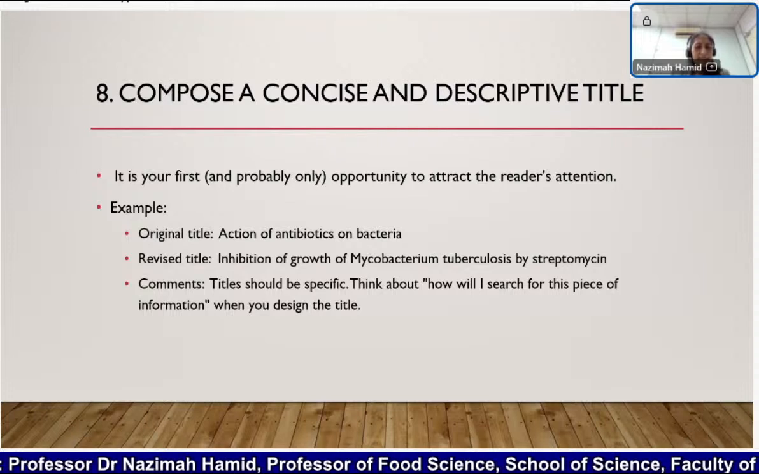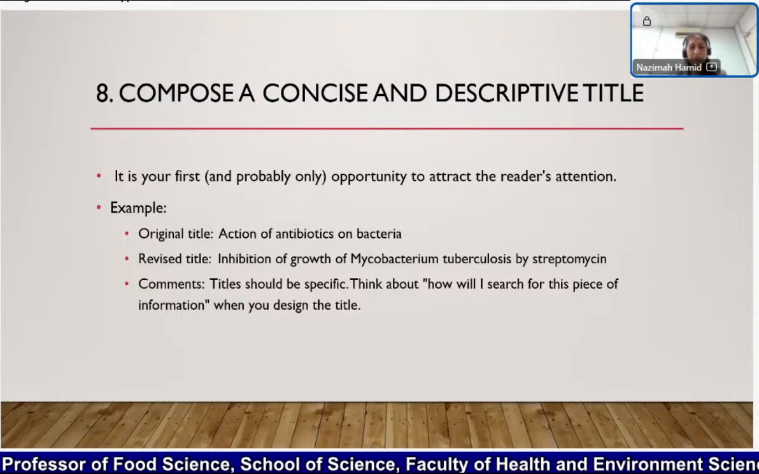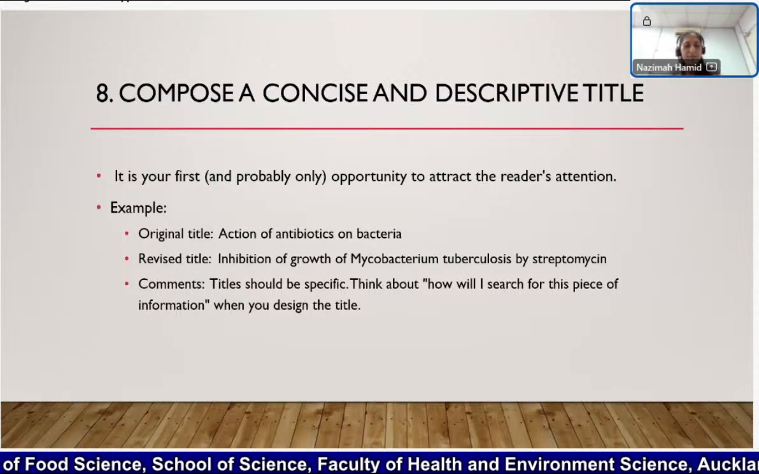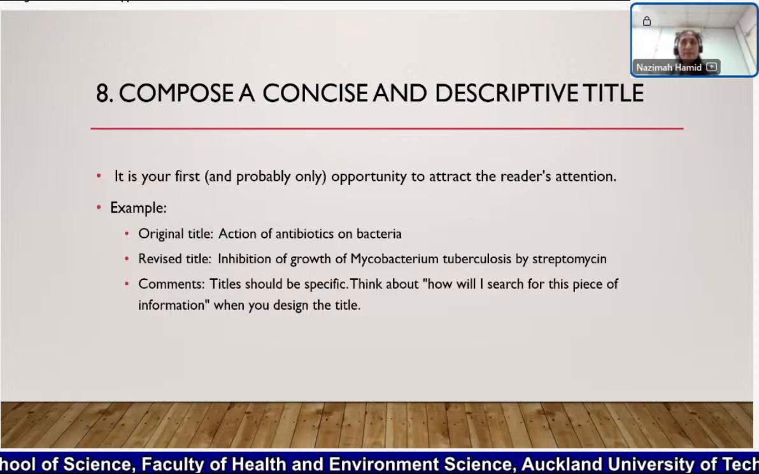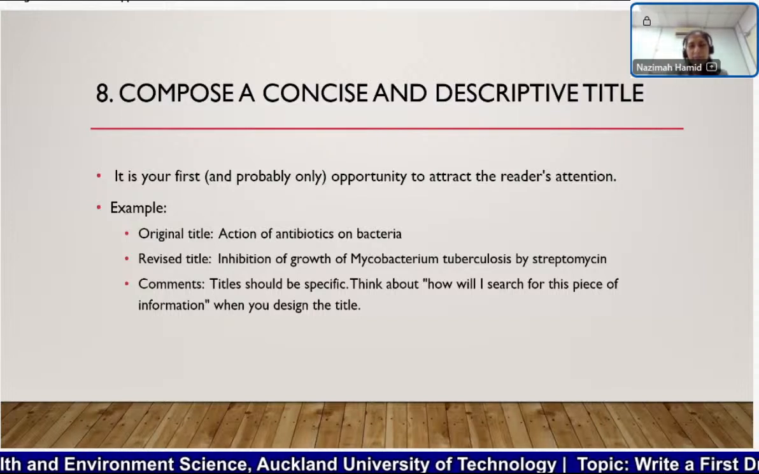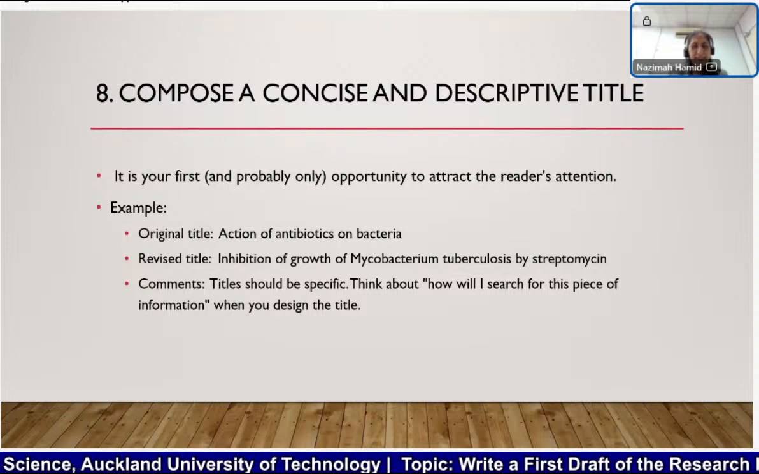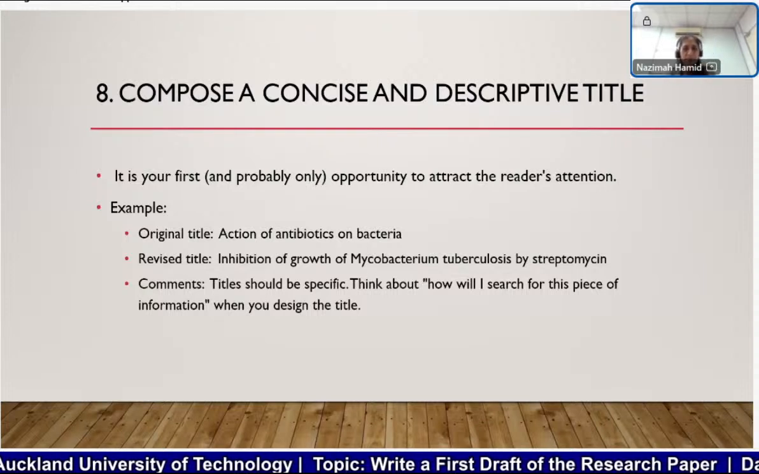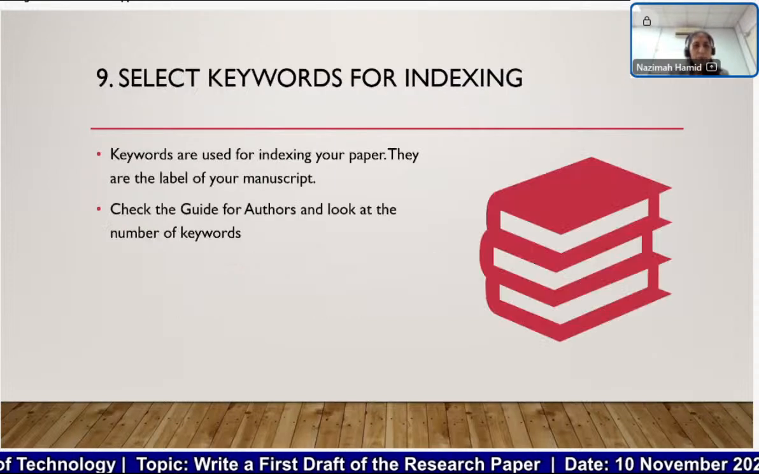For example here, there's an original title, Action of Antibiotics on Bacteria. That's too general. You have to be a bit more specific. So Inhibition of Growth of Mycobacterium tuberculosis by Streptomycin will be a better title. Your title will also be important because when people do a search on Scopus, that's how they would get your paper. So you have to be a bit more descriptive. The problem most people have is writing a short descriptive title. My students will have a very long one, and when they see that I've chopped it up and made it very short, sometimes they feel very disheartened. But you just need to explain to them why it's important.